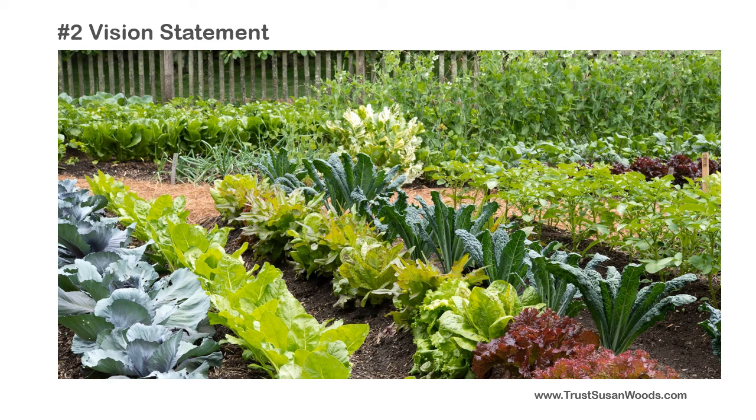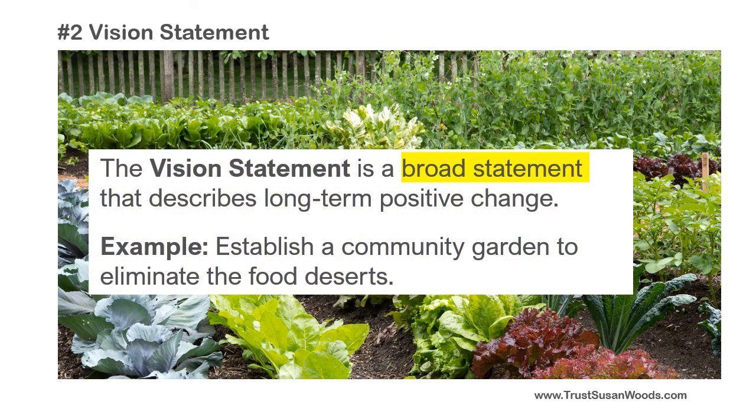Number 2 of 10, vision statement. The vision statement is a broad statement that describes long-term positive change. For example, establish a community garden to eliminate the food deserts. That's a broad statement for a long-term positive change.